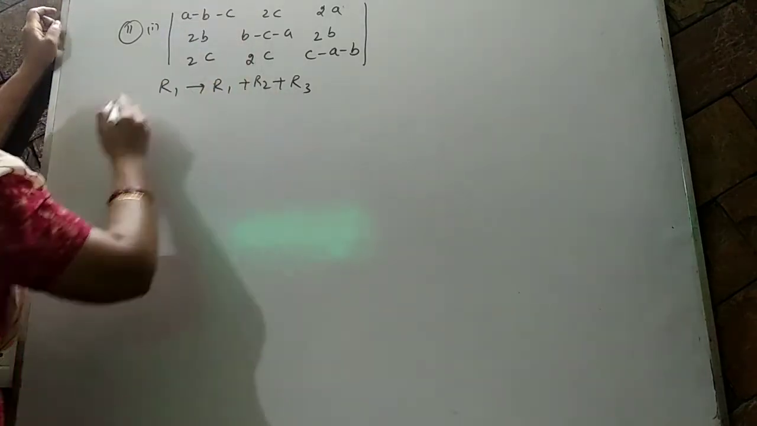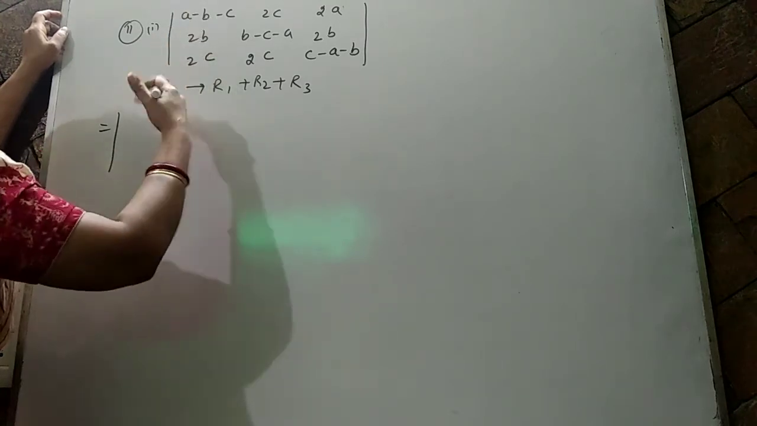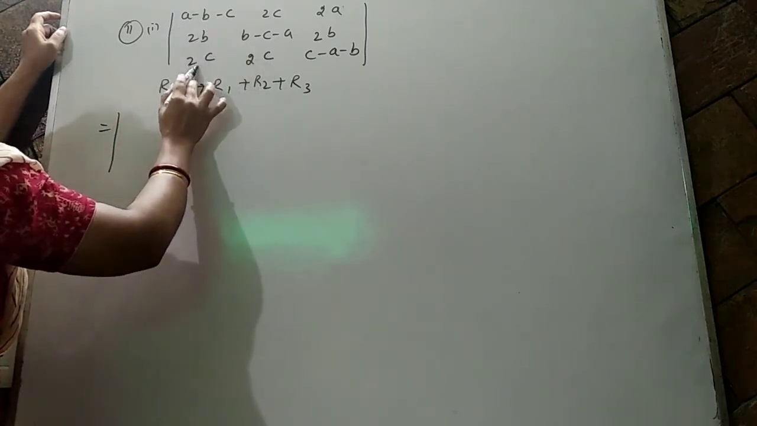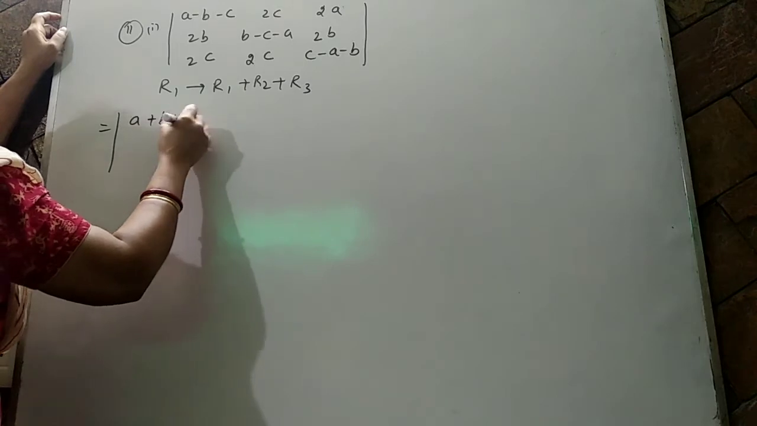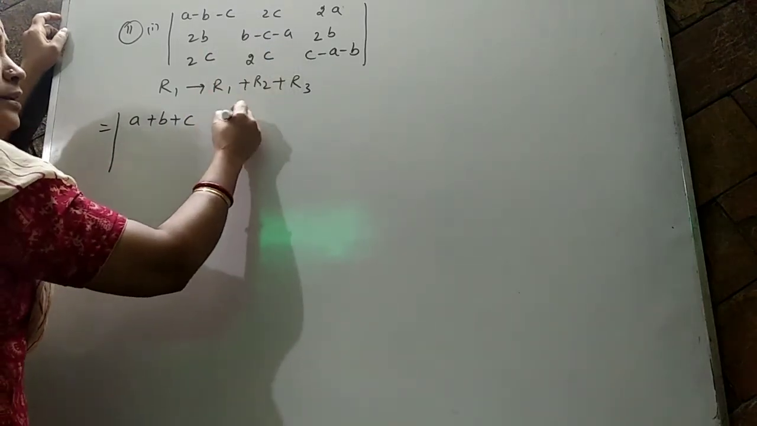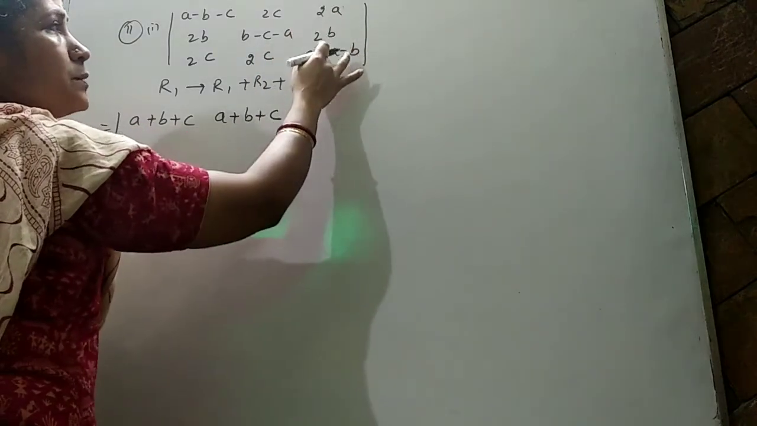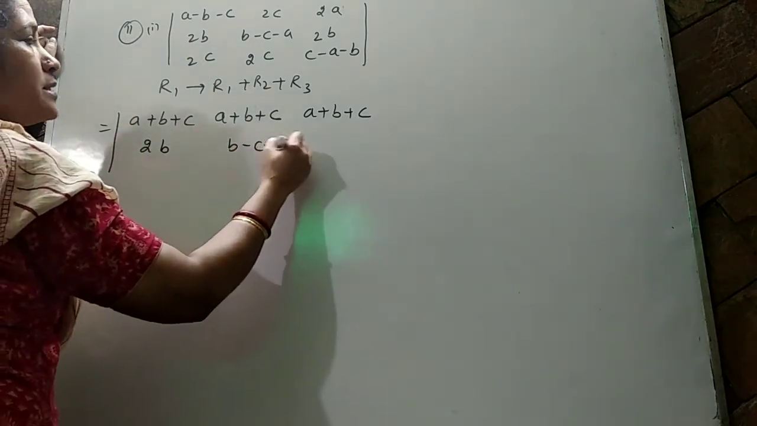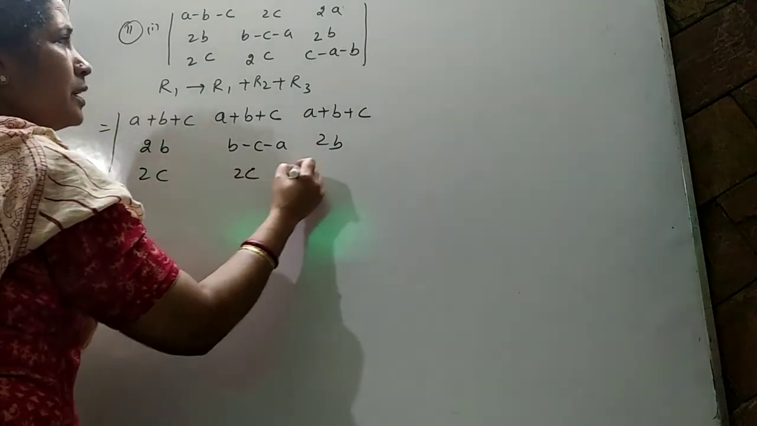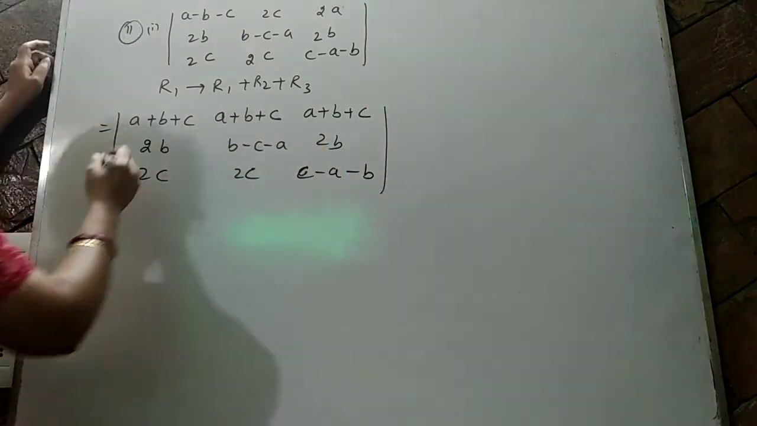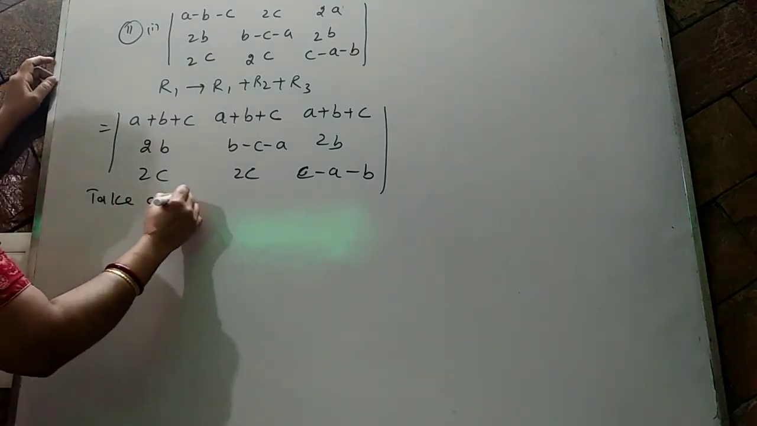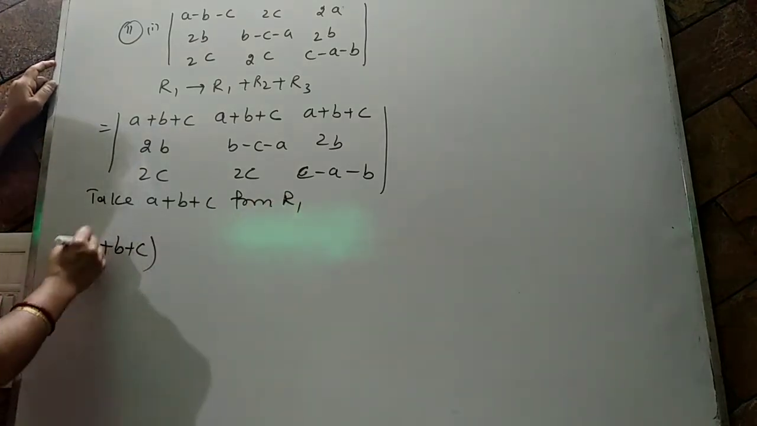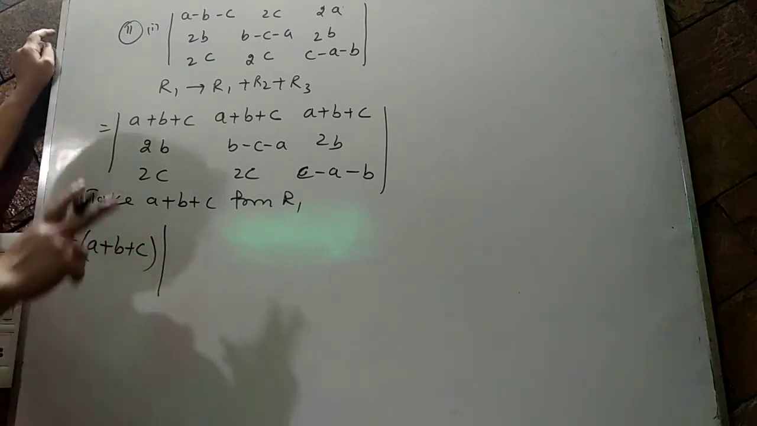Now if I do R1 plus R2 plus R3, horizontally you have to add row wise: A minus B minus C plus 2B plus 2C gives A plus B plus C. Adding the second row's entries again gives A plus B plus C, and the third again gives A plus B plus C. The remaining is the same: 2B, B minus C minus A, 2B, 2C, 2C, C minus A minus B. Now I can take out A plus B plus C from R1. In every question we are using a minimum of 2 properties, keep that in mind.